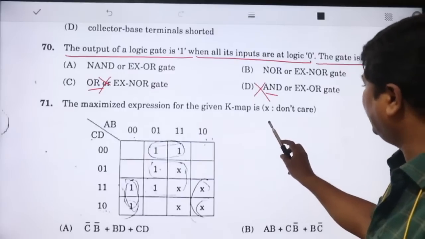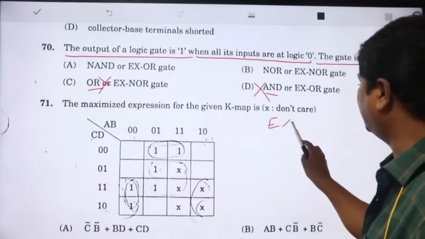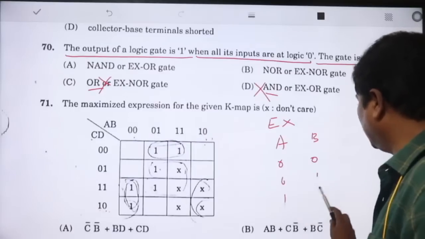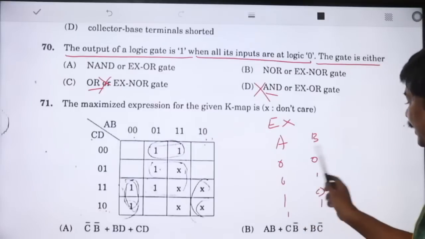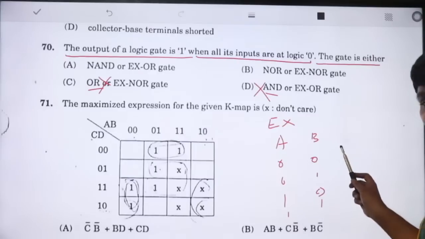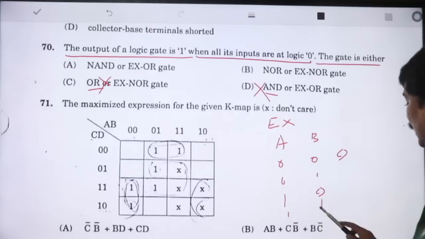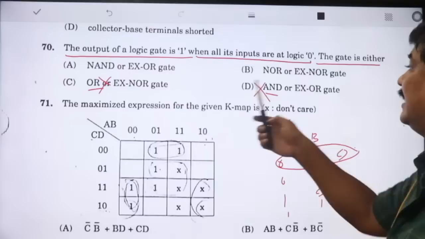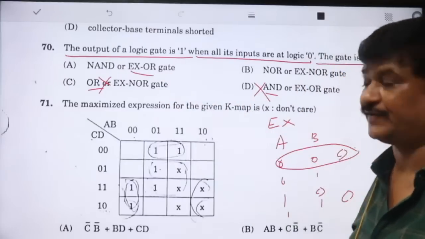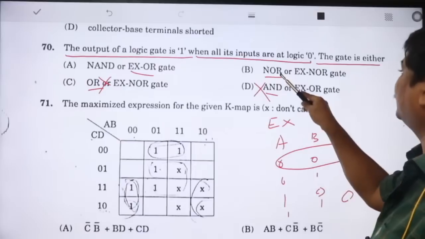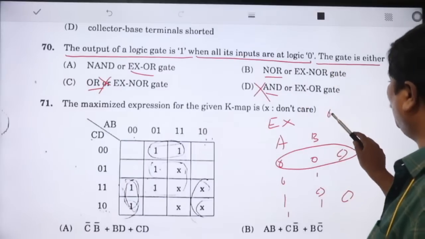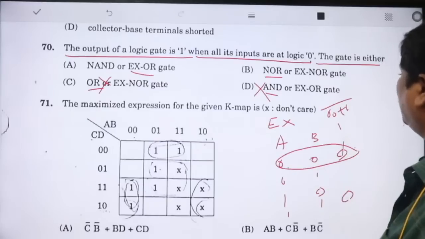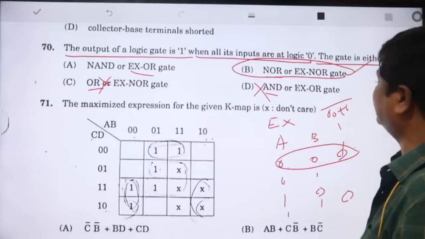Suppose you come to the XOR gate, with inputs A, B: 0, 0, 0, 1, 1, 0, 1, 1. When 0, 0 is given, what is the output of the XOR gate? 0. And when 1, 1 is given, 0. When all the inputs are 0, we are not getting 1 in an XOR gate. This condition is not satisfied. In the case of the NOR gate, if all are 0, 0 plus 0 plus 0 whole bar becomes 1. That's why option B is the right answer.